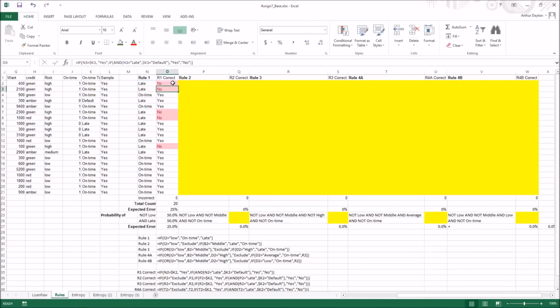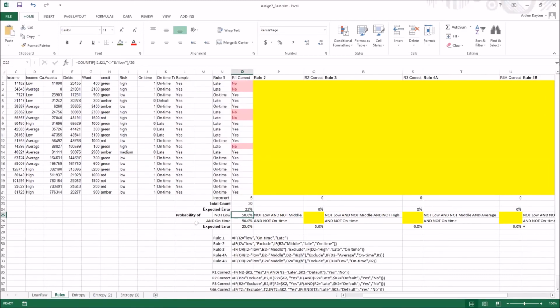So here, you could see that we have 5 values which were incorrectly predicted by our first rule, which I have summed up down here using this COUNTIF, saying, hey, for every one of the values here, count the no's, the ones where our rule didn't work. And if we were to divide that number by the total number of values we have, 20 in this sample, we would have an expected error of 25%.